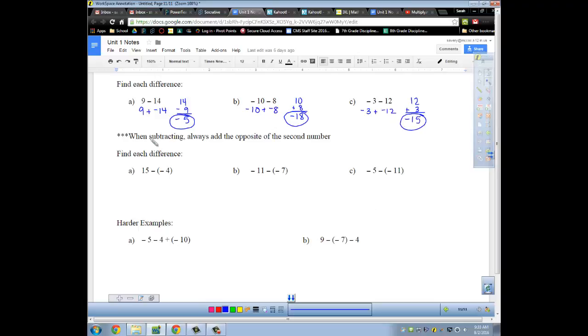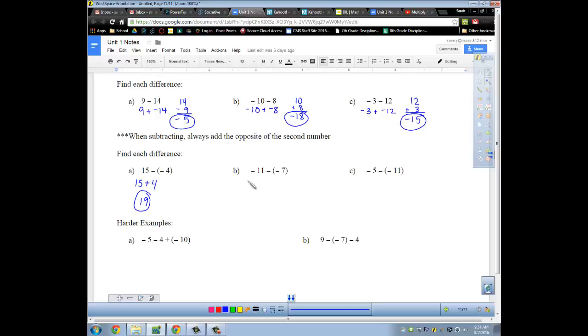Okay, moving down, again, find each difference, but this time our second number will already be negative. So the opposite of a negative, or the inverse of a negative, is a positive. So we're still going to change subtraction to addition, but we're going to change that negative 4 to a positive 4. So always change subtraction to addition, change the sign of your second number. So 15 plus 4 is 19.